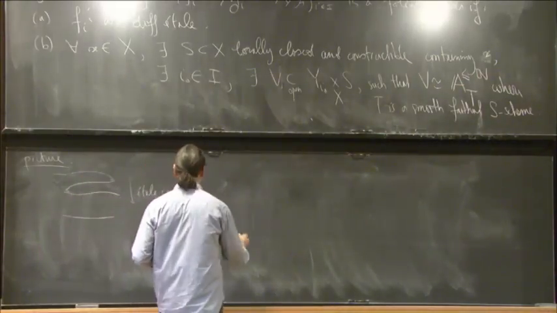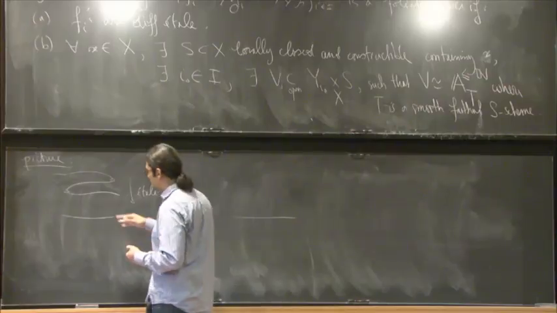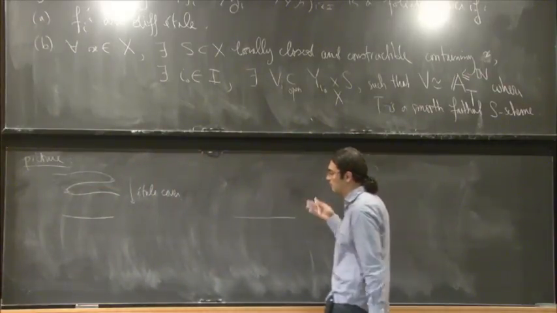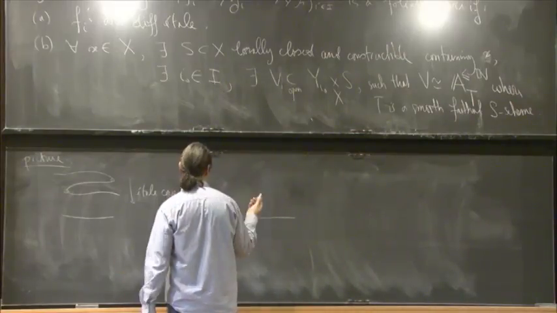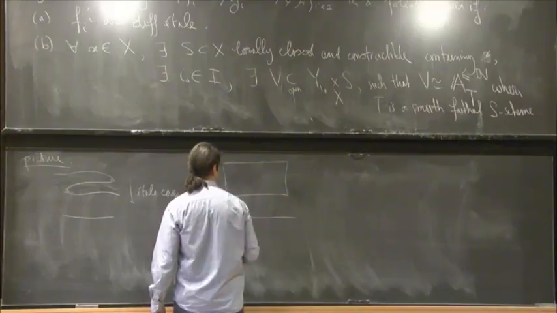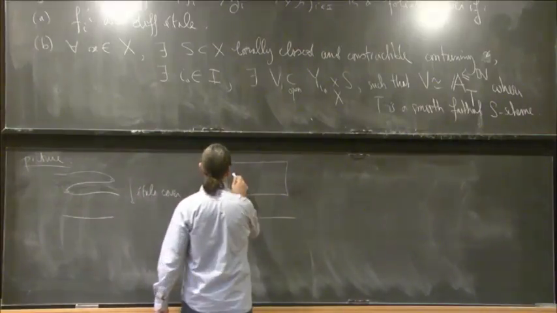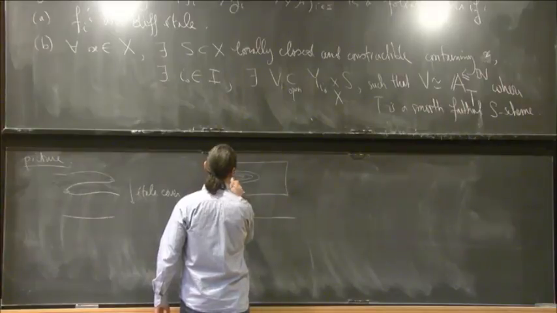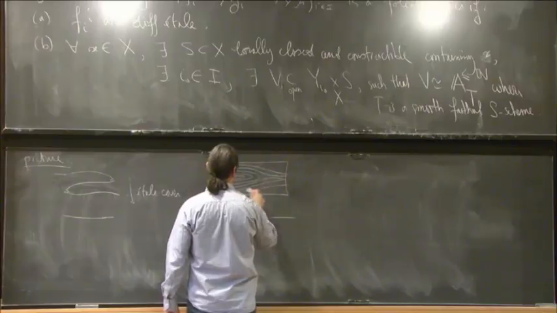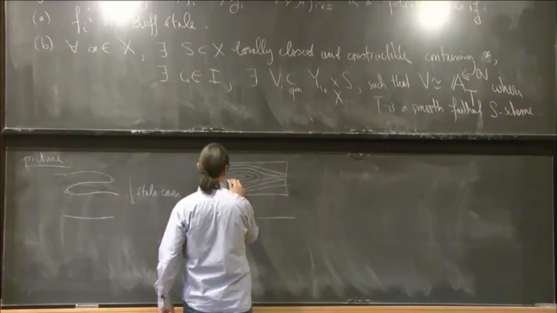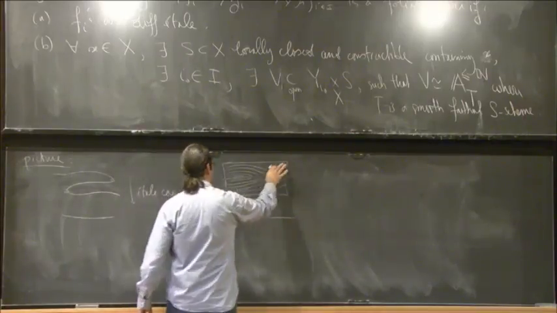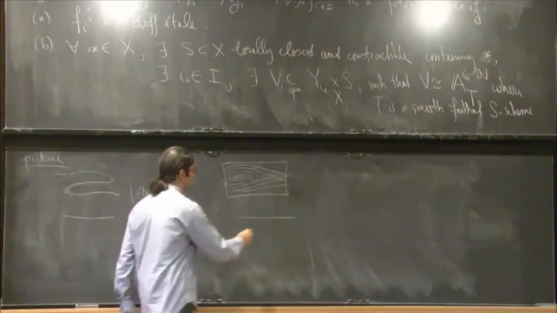And the foliated cover is something very similar, except that you don't have just a discrete point in the fiber, but you might have some continuous part. So it's something like this. You have a big space here, and then you have a foliation on it, which might look like this. And then maybe you remove this line, because here there are singular points, and maybe if you want, you can remove some other line like this. And this would be a foliated cover.